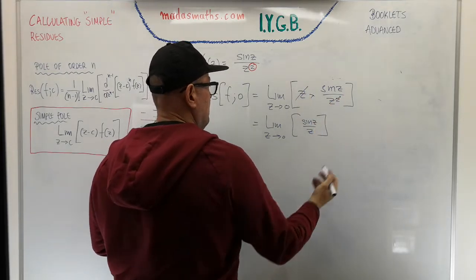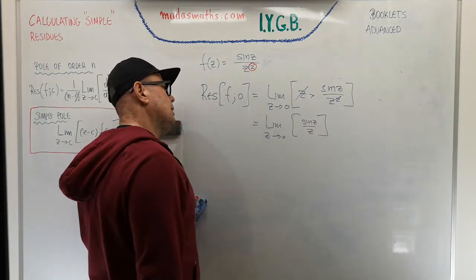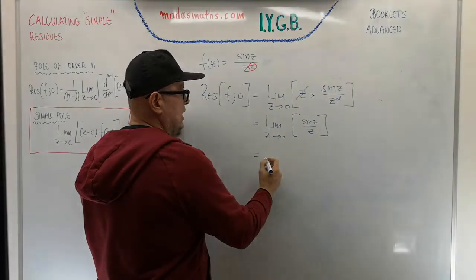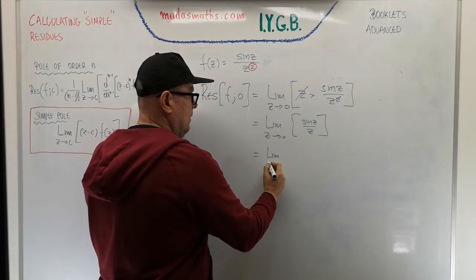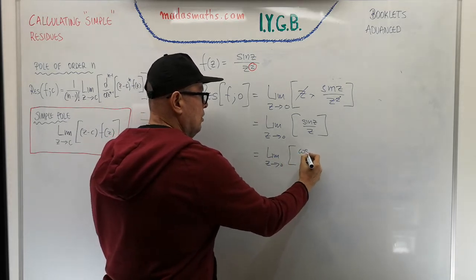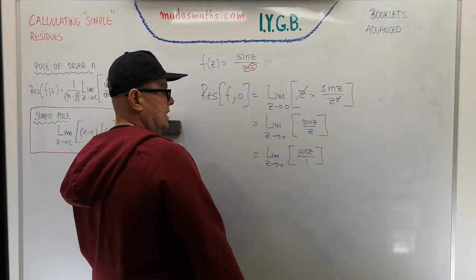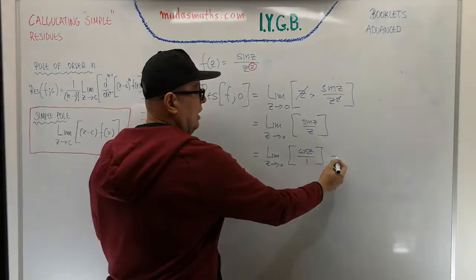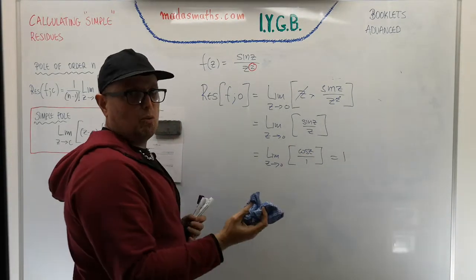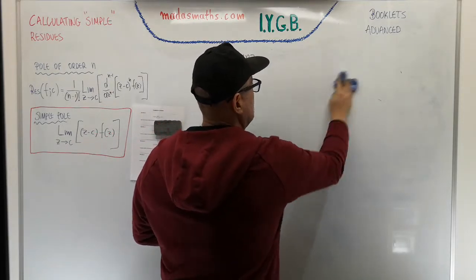What is that now? The best way to do that is to apply L'Hopital's rule, because this is an indeterminate form of the type 0 over 0, so we can differentiate top and bottom separately. The limit as z tends to 0, sine of z differentiates to cos of z, z differentiates to 1, and the limit now exists as z tends to 0. This becomes 1, and the residue is 1 as we found before. So you can do it this way, I guess. This was question number 3, not too difficult.